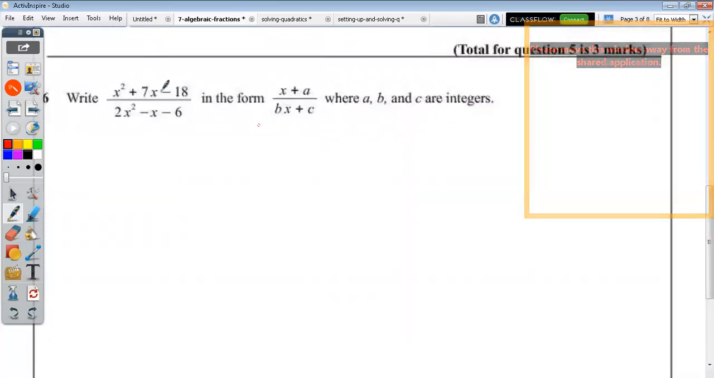So can you try to work out number 6? I'll give you 2 minutes. Number 6 on your own.